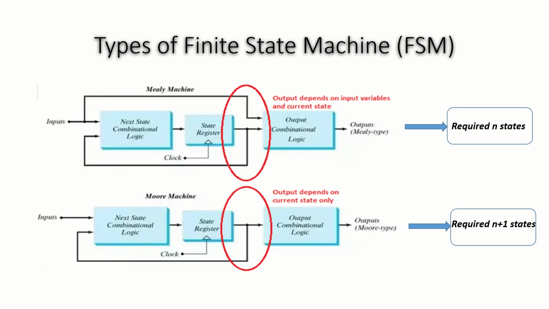Now there are two types of state machines: one is a Mealy machine and one is a Moore machine. The Mealy machine output depends on the input variables and the current state, whereas the Moore machine output depends only on the current state. In the Mealy machine, if we have n bits to be detected, we require n states, whereas the Moore machine requires one additional state, that is, n plus 1 states.